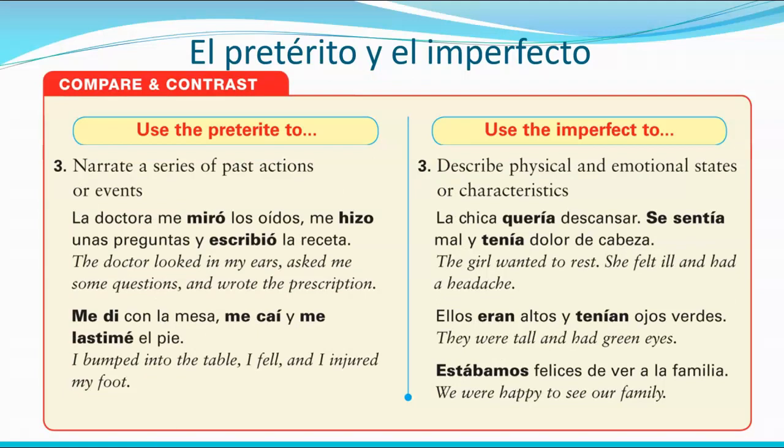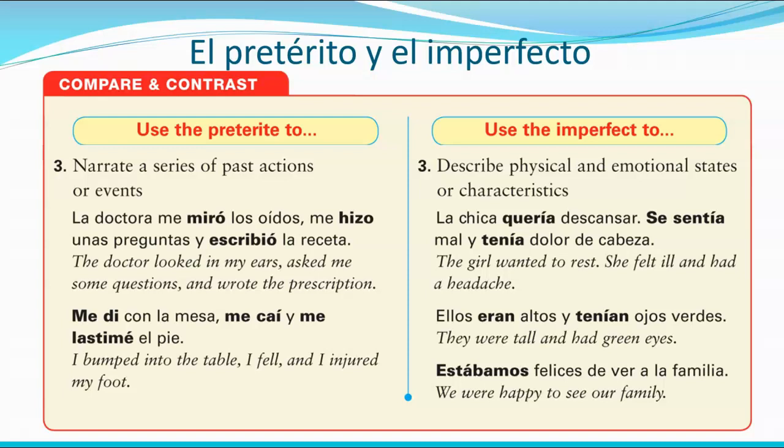Now, we also use the preterite to narrate a series of past actions or events, things that this happened, this happened, this happened, this happened. So: La doctora me miró los oídos, me hizo unas preguntas y escribió la receta. So the doctor looked in my ears, asked me some questions, and wrote the prescription. These all are things that happened and were done. Me di con la mesa, me caí y me lastimé el pie. So I bumped into the table, I fell, and I injured my foot.